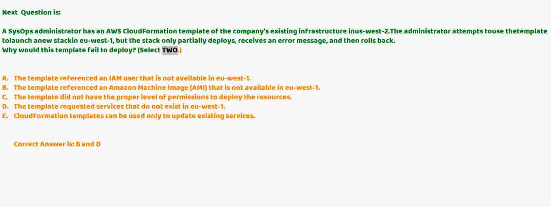Select 2. A. The template referenced an IAM user that is not available in EU-West-1. B. The template referenced an Amazon Machine Image, AMI, that is not available in EU-West-1. C. The template did not have the proper level of permissions to deploy the resources. D. The template requested services that do not exist in EU-West-1. E. CloudFormation templates can be used only to update existing services. Correct answer is B and D.